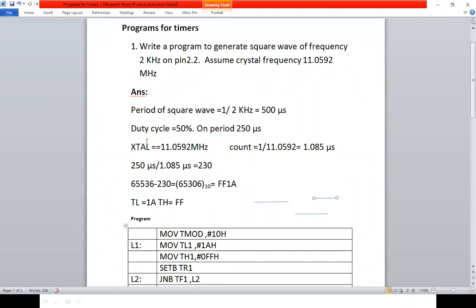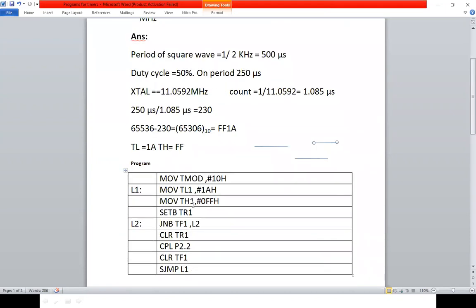Okay, so this is the calculation for a square wave of 2 kilohertz on pin P2.2, and the crystal frequency is 11.0592 MHz. This is the program with CLR and CPL. If you download the Keil software, you can see this program on your software, how to generate the square wave.